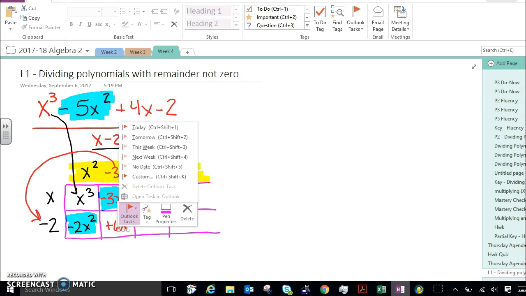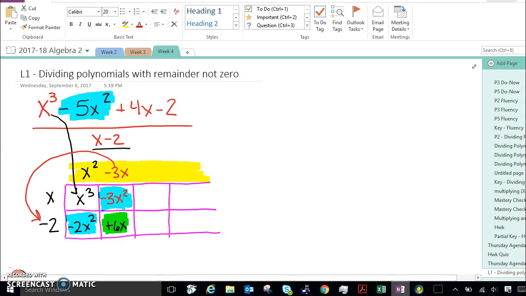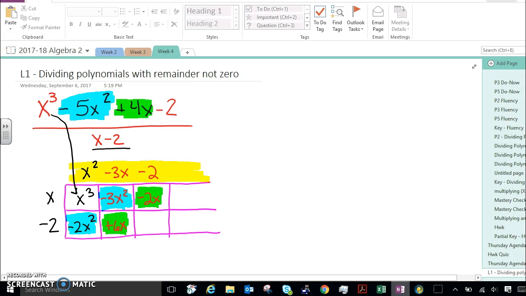And so now 6x plus this next box will make positive 4x. So you can see this would have to be a negative 2x to get to 4x. Well, negative 2 times x gives me negative 2x. And same as before, I'm going to turn around and multiply this negative 2 times that negative 2, and get positive 4.